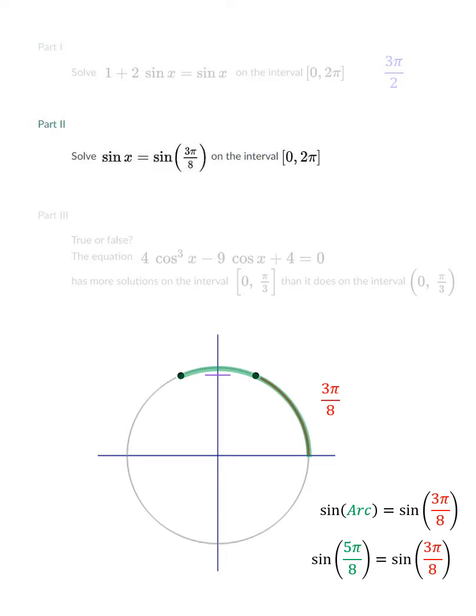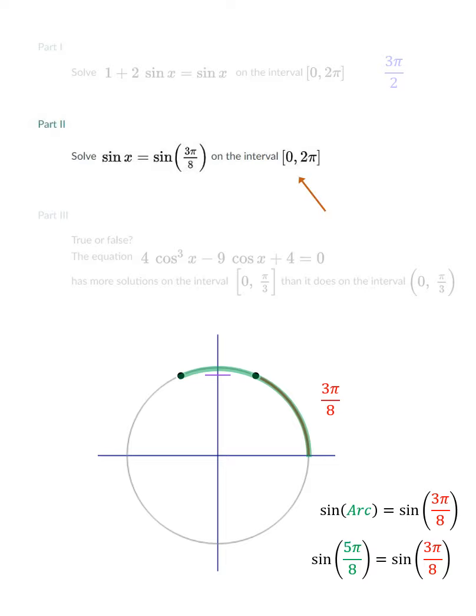I simply counted by pi over 8s. Watch the unit circle. 1 pi over 8, 2 pi over 8, 3 pi over 8, 4 pi over 8, 5 pi over 8. And just to confirm, 6 pi over 8, 7 pi over 8, and 8 pi over 8, also known as pi, terminating there. So thinking of the unit circle in multiples of pi over 8 is what led me to the conclusion that 5 pi over 8 was the mirror image point of 3 pi over 8.